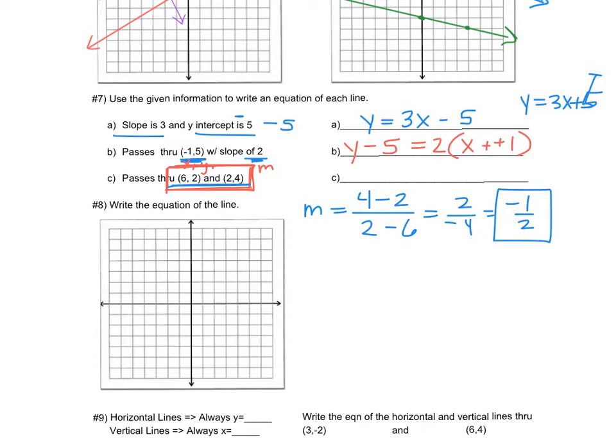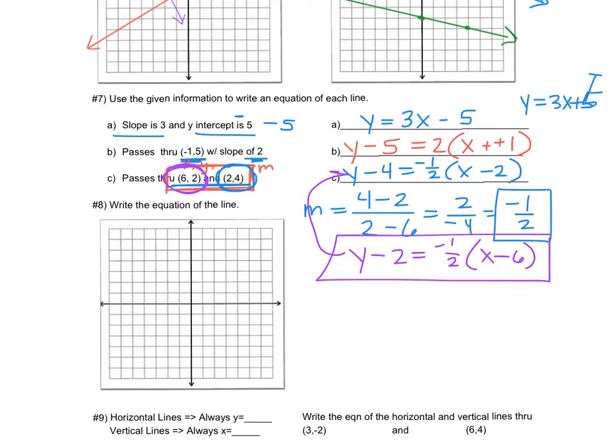Okay, that's m. Now you have options. You have 2 points. You may use either one. So whatever one makes more sense to you, use that one, okay? It can either be y minus 4 equals negative 1/2 times x minus 2 if I use the second point, or if I use the first point, it would be y minus 2 equals negative 1/2 times x minus 6. So either one of those is fine. They look different, they're really the same line. Okay?